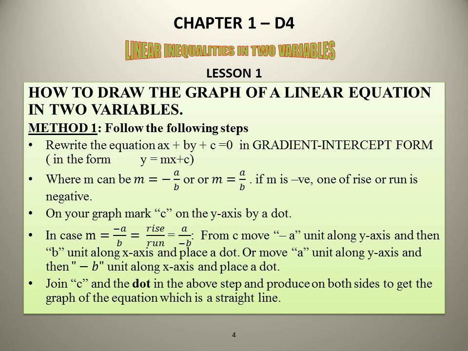Now if you follow these 5 steps, you will feel comfortable to draw the graph of a line. First, you have to write the equation in gradient intercept form, and then from there you have to identify C and M, and the rest of the work is to be done on the graph.